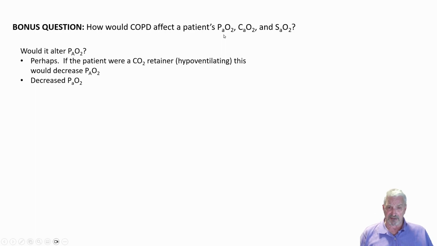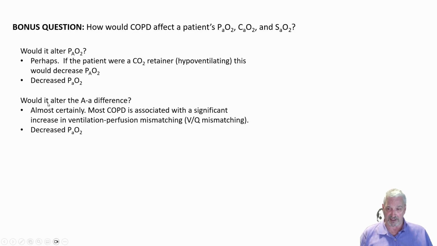So the other thing we have to think about for P little AO2 is what? That's right, the A-a difference. So how would the A-a difference affect things? It would almost certainly be increased because there'd be an increase in ventilation perfusion mismatching in almost all chronic obstructive pulmonary disease. And so this too would tend to decrease P little AO2. So we have at least one and possibly two things that are going to cause a patient to have a depressed arterial partial pressure of oxygen.